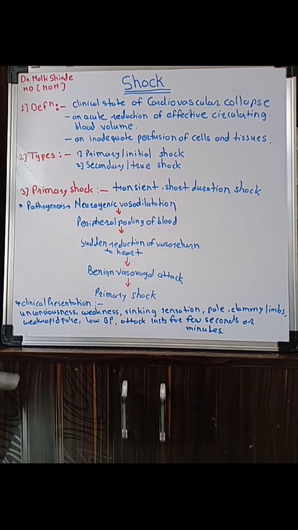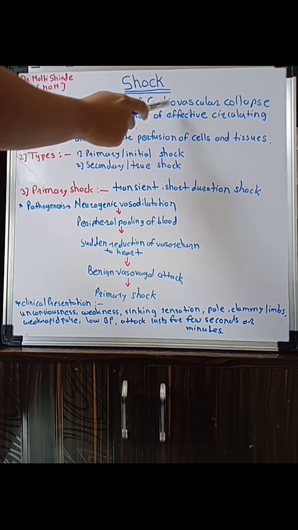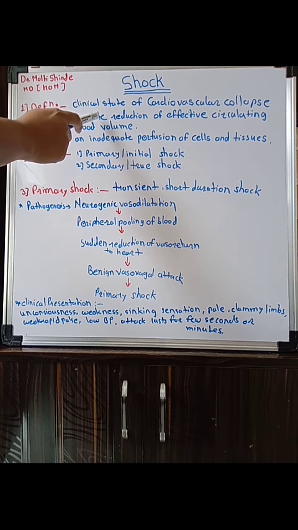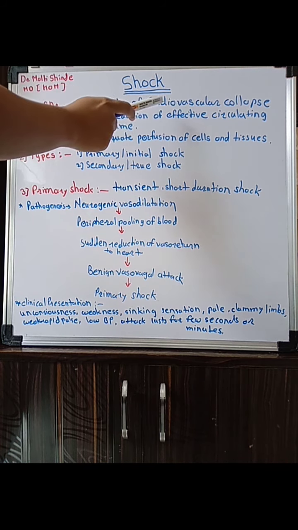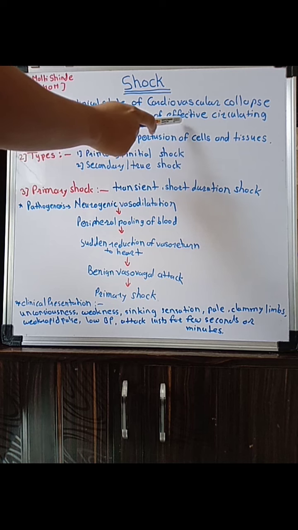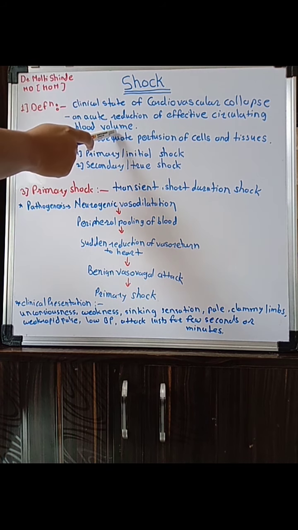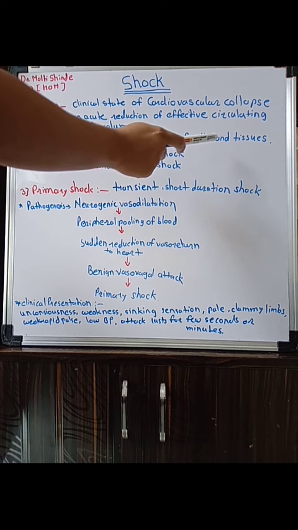In the definition of shock, shock is defined as a clinical state of cardiovascular collapse. You have to understand the definition. What is shock? It is a clinical state of cardiovascular collapse that is characterized by an acute reduction of effective circulating blood volume and an inadequate perfusion of cells and tissue.